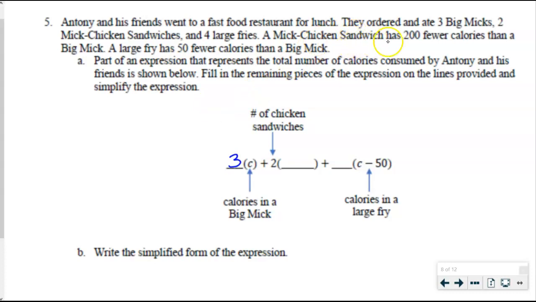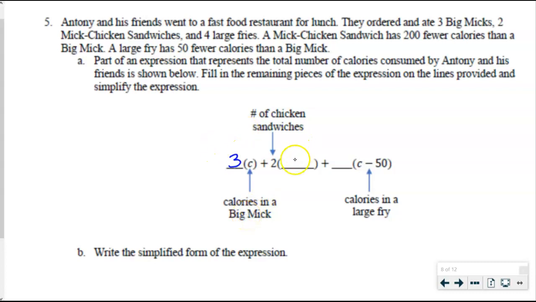A McChicken sandwich has 200 fewer calories than a Big Mac. That means I can't just put C, because C is how many calories are in a Big Mac. I need to represent 200 fewer calories, just like our last problem on the outfit and then the lotion being $2 less than the outfit. We showed that $2 less by subtracting the 2.